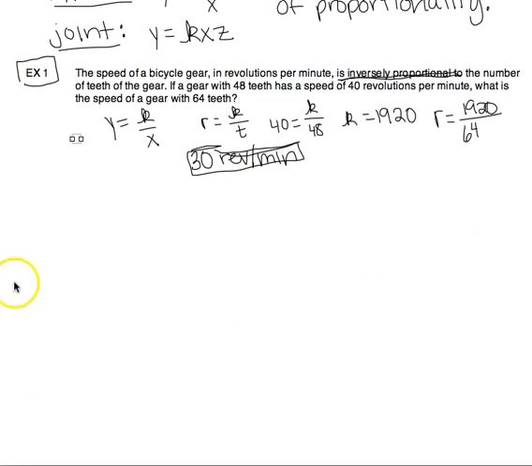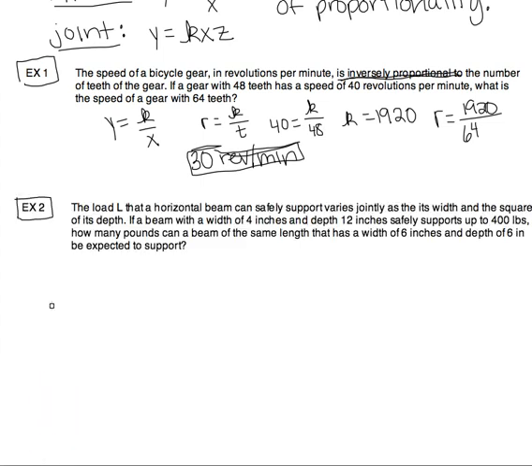All right, I'm going to do another example. So here we have a problem involving horizontal beams, and this one we have joint variation.